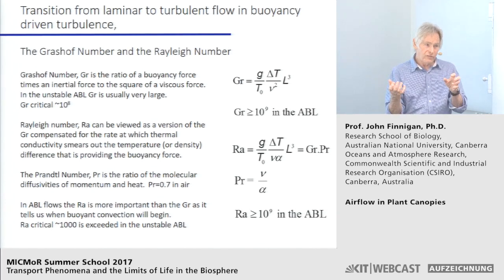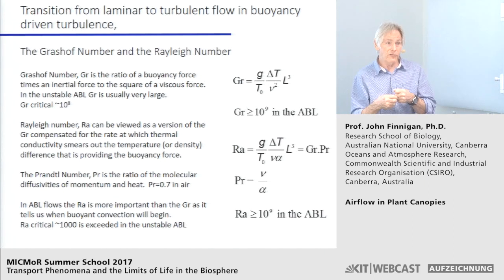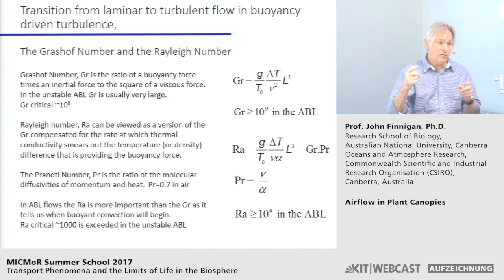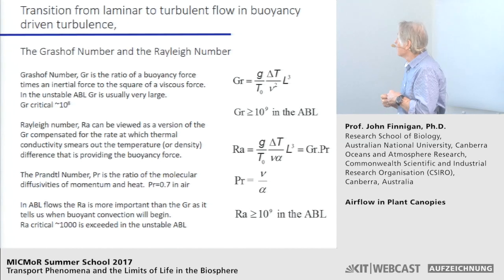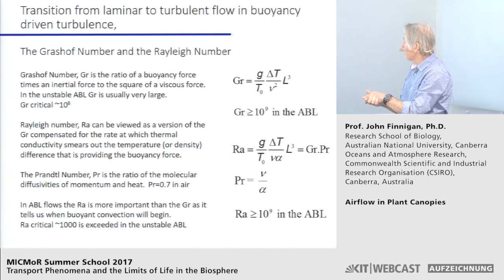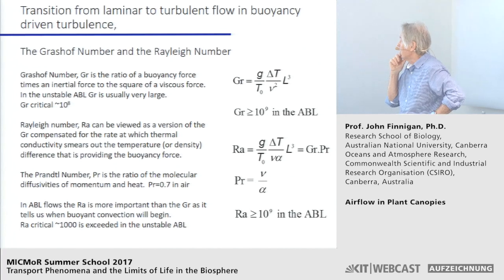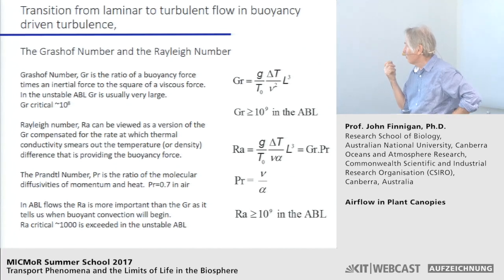I could have done this in density, but it's more conventional to do this in temperature. You can basically switch temperature and density in the lower atmosphere, just add a minus sign. So the buoyancy force is given by g upon T naught, the small perturbation in temperature, times a volume, which gives you the force, and then we have to put in the square of the viscosity.